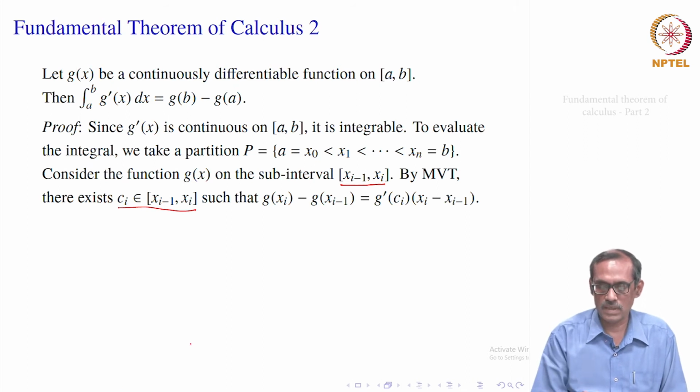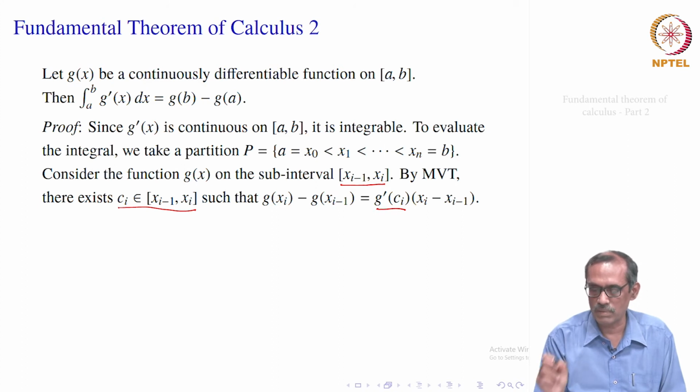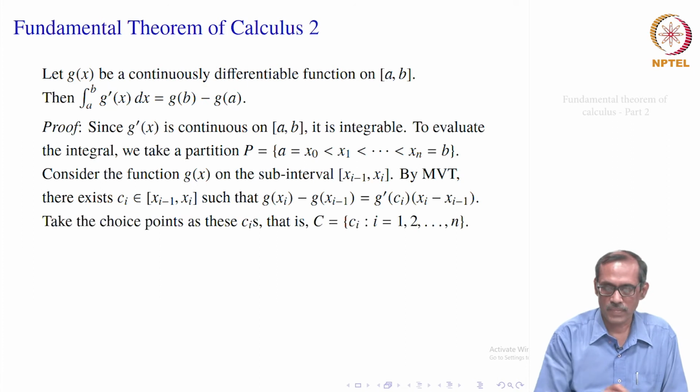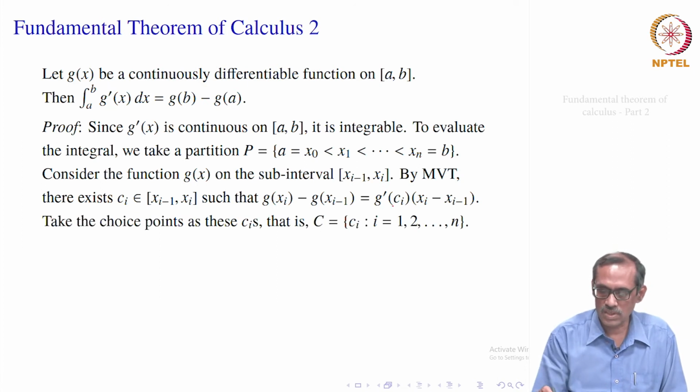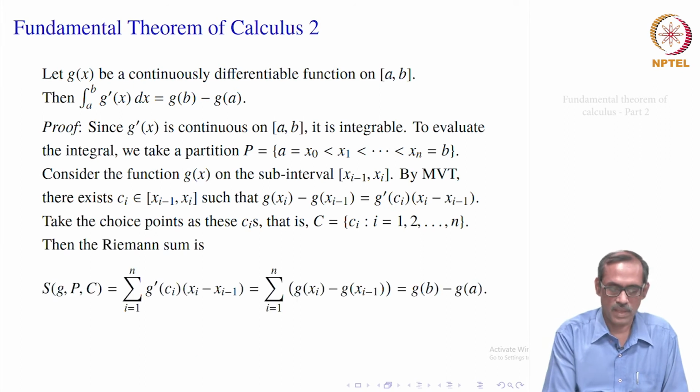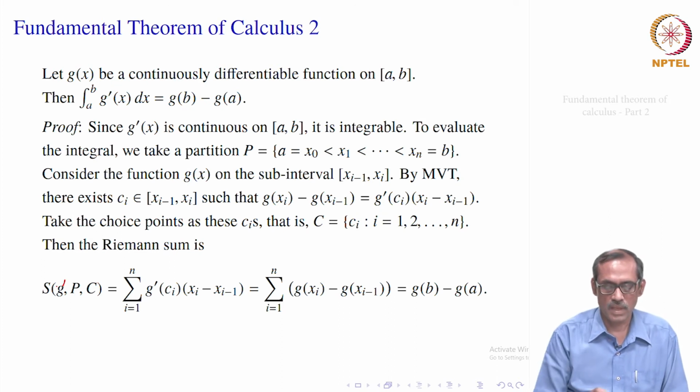Now, we have come back to the original proof. So, here we use just the mean value theorem to find a point c i such that g prime c i equals g of x i minus g of x i minus 1 divided by x i minus x i minus 1. Okay. Then, since these c i's are fixed inside the subintervals, we choose our choice set as the set of all these points c i. So, once we choose, the Riemann sum S of g prime, P, C, this is really g prime, not g, equals the summation of g prime of c i times x i minus x i minus 1.